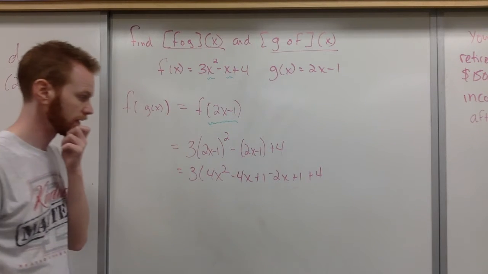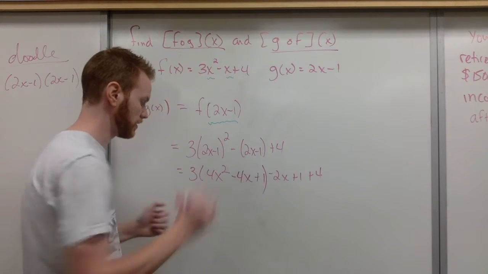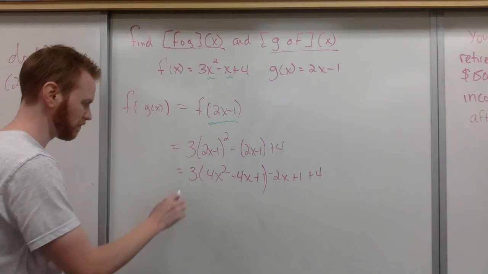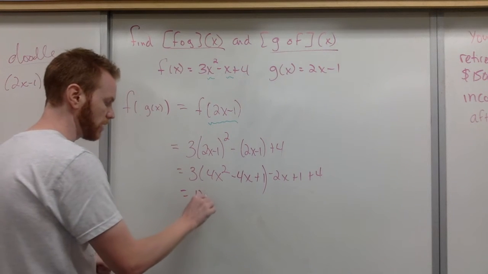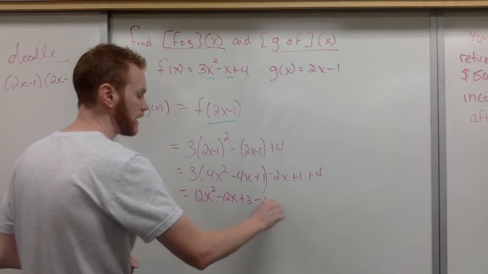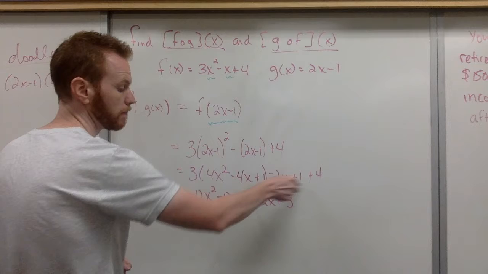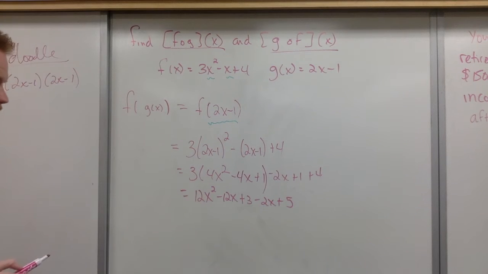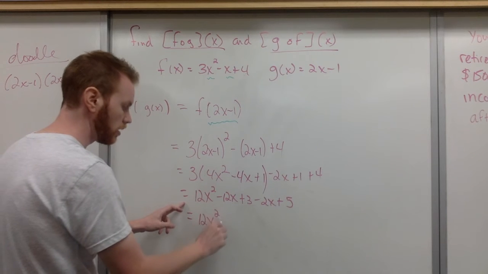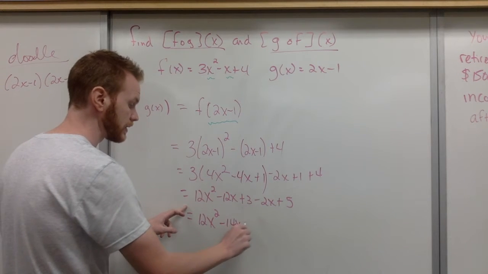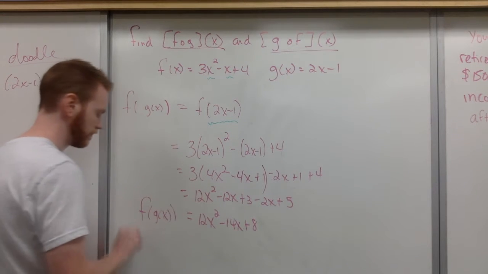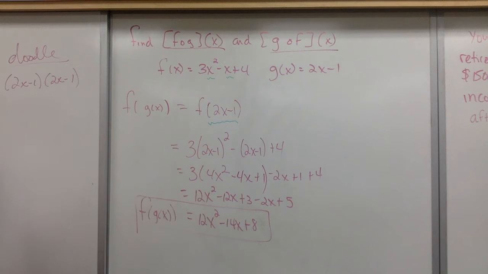Okay. Oh, forgot the parentheses here, because it's still 3 times that guy. It's 3 times that polynomial. Multiply the 3, I get 12x squared minus 12x plus 3 minus 2x plus 5. I'm going to combine the 1 and 4 together. Then to finish this up, I would have 12x squared minus 14x plus 8. That is what f of g of x is. Okay? When you combine those together.